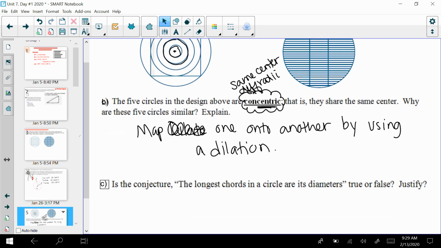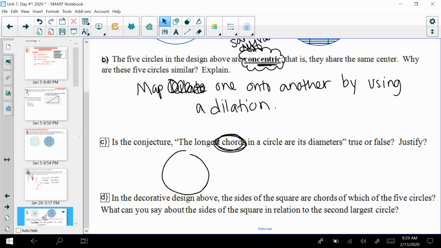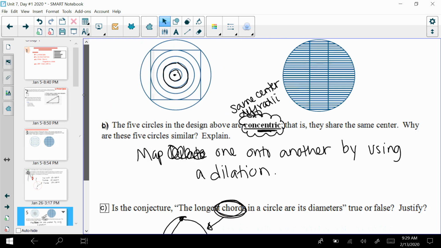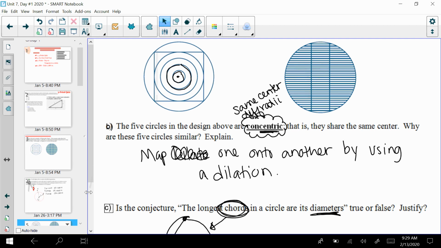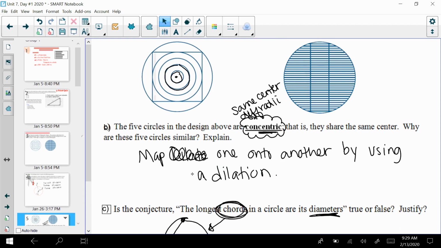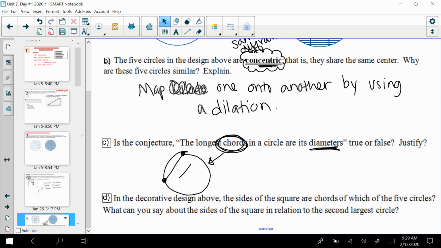It says the longest chords, that's another one we're going to have to talk about. What is a chord? You probably haven't heard of that. A chord is just any segment in a circle. So here's an example of a chord where the 2 endpoints are on a circle. So that's a chord. The longest chords are the diameters, true or false. I do expect that you've heard this word diameter before, but the diameter passes through the center, right? The diameter has to go directly through the center of the circle. So do we all agree that if it's passing through the center, that is going to be the longest? It should be true.